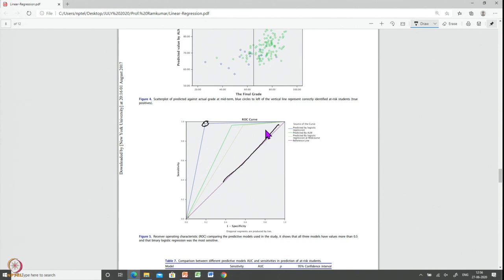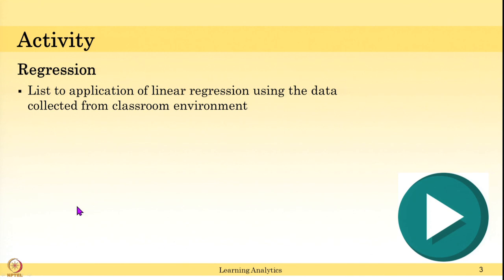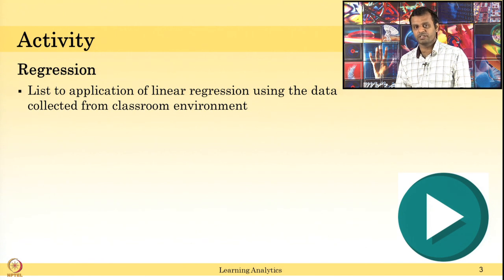So, this paper discusses what we learned in general about ROC curve, area under curve, and also logistic regression and linear regression. Please go and read this paper. It explains how to collect data, how to collect features, and how to use those features to predict the final exam score. So you saw what is linear regression, also logistic regression.